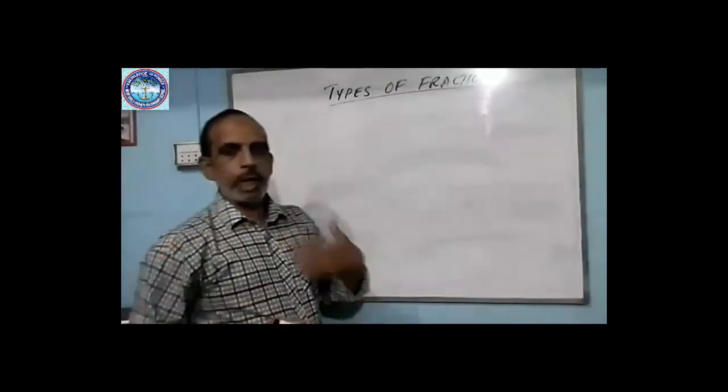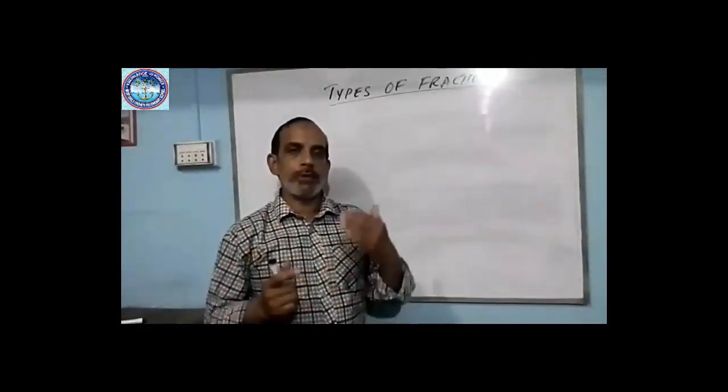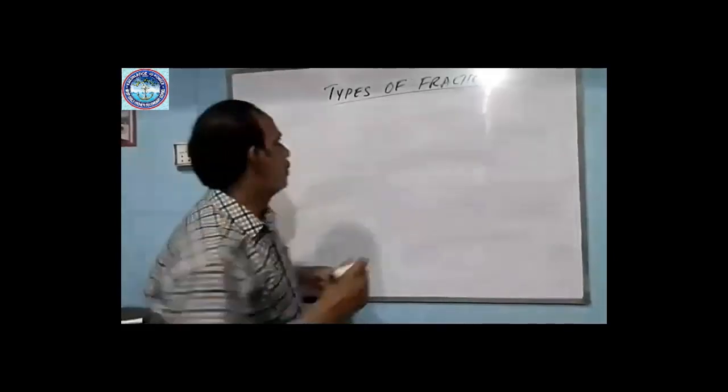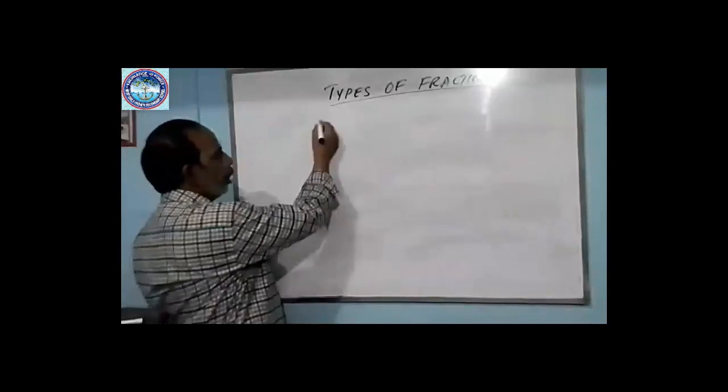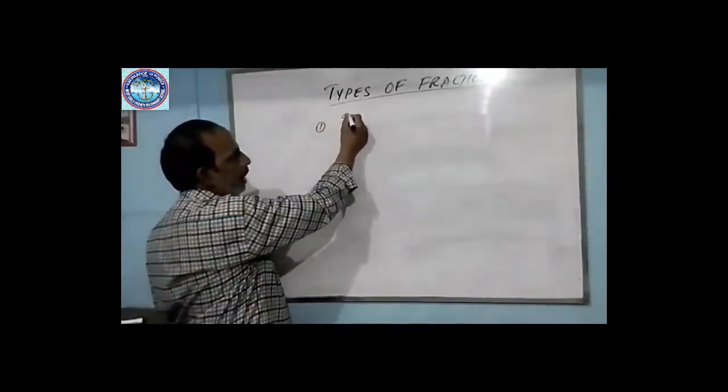Now I would like to tell you about the conversion of fractions, how fractions are converted into each other. So let's take an example of an improper fraction. First of all, we have 9 upon 2.